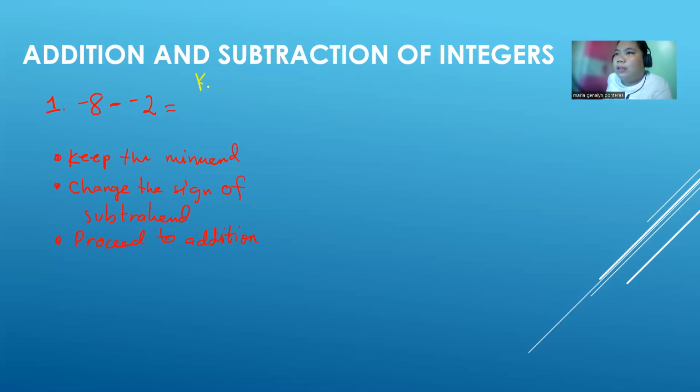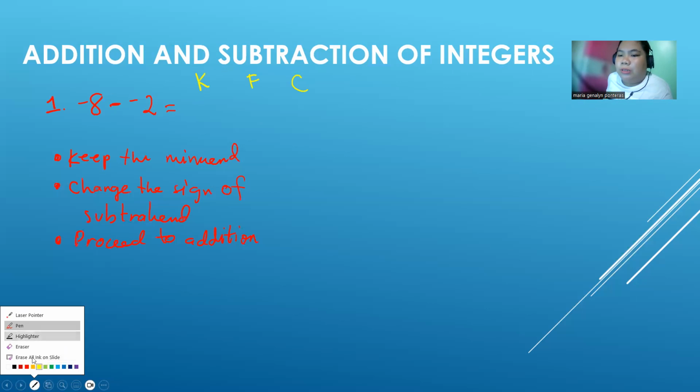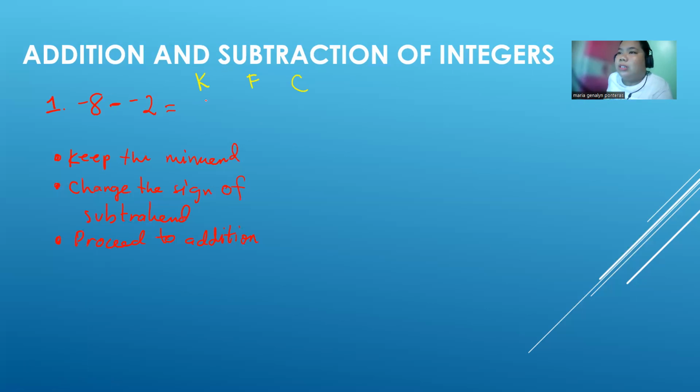Let me write here. KFC. So hindi siya fast food chain. K stands for keep. Keep negative 8. And F stands for flip. Yung minus, gagawin namin plus. And C stands for change the subtrahend. If that is negative 2, that would be positive 2. And so negative 8 plus positive 2.